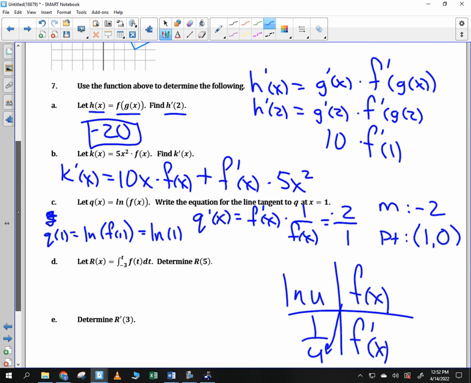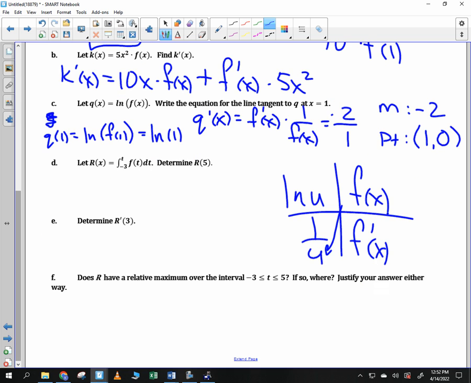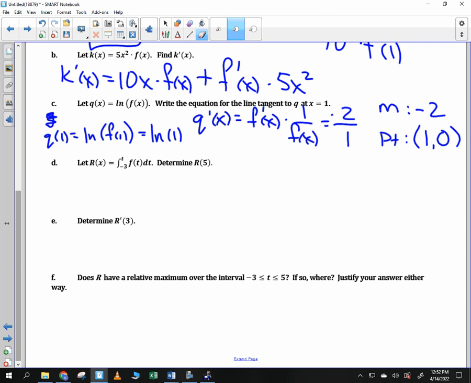Is that enough information to write an equation for a line? Yeah, it sure is. So I'm going to write that equation for that line. I'm going to do y minus 0 is equal to negative 2 times x minus 1. And that's my equation for my line.